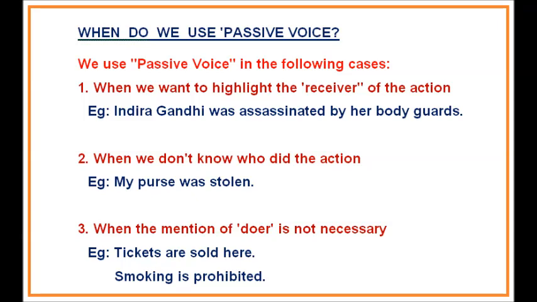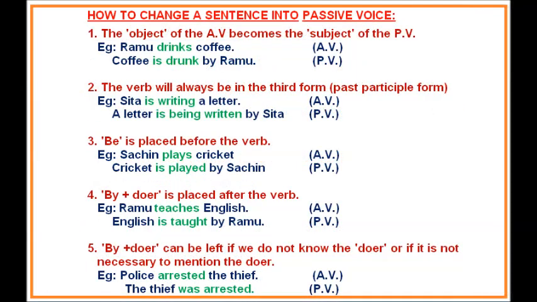In the same way, smoking is prohibited. Here we should not smoke. That is more important. Who prohibited is not at all important. That's why we use passive voice to talk about this type of sentences. Now let's learn how to change a sentence into passive voice.